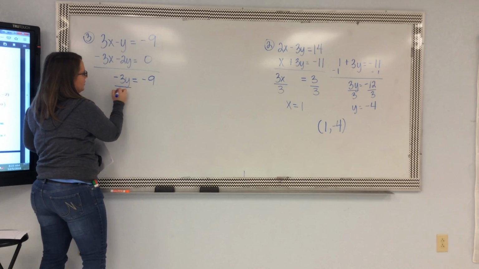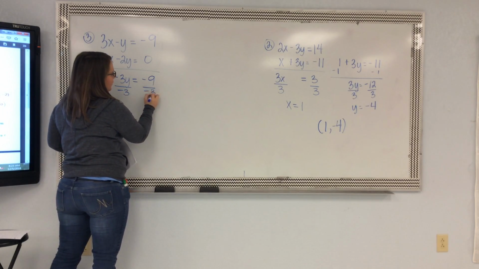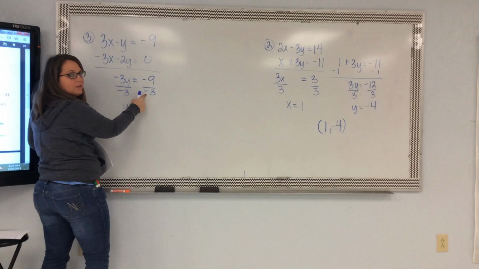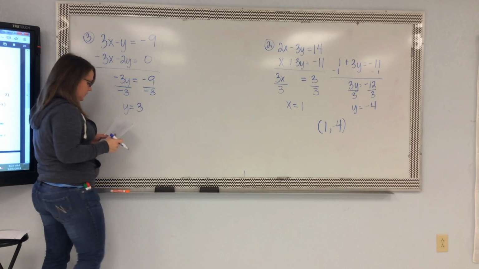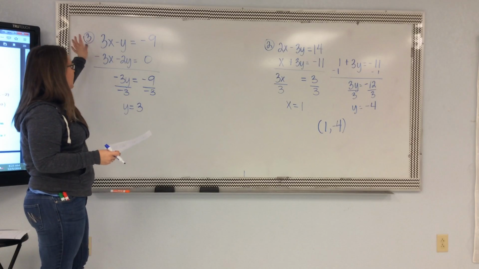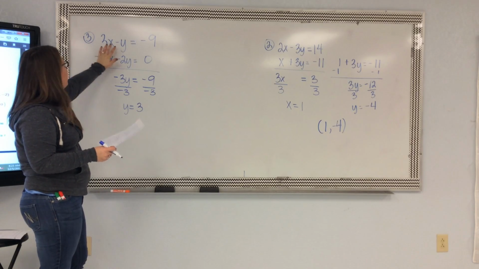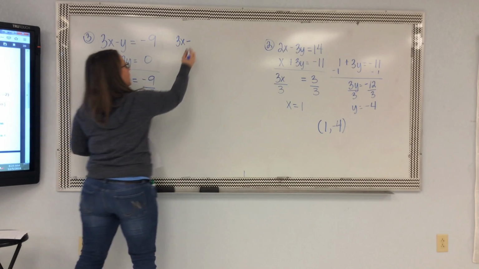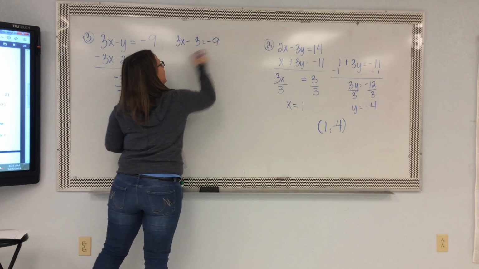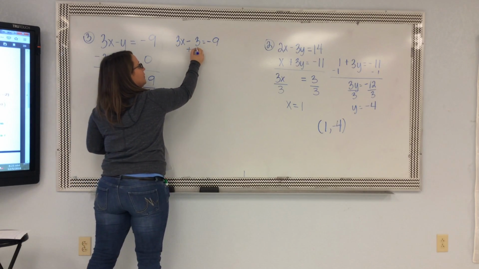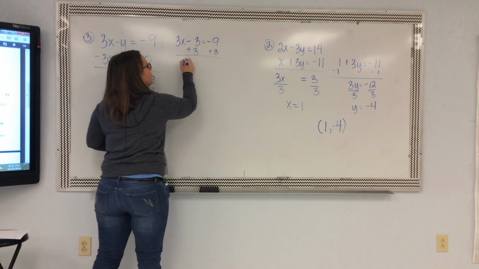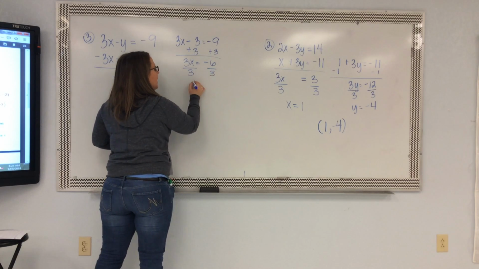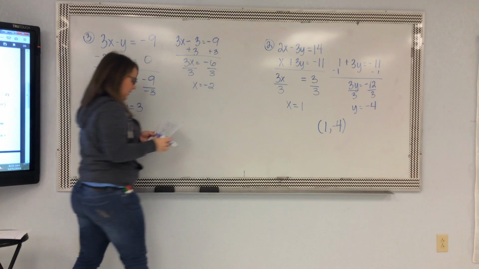-3y means -3 times y, so to undo that, I'm going to divide. Do it to one side, do it to the other. Y is equal to -9 divided by -3. A negative divided by negative is a positive, so y is equal to 3. Go back in and plug that into either one of these. I'm going to go ahead and plug it into the first one and say 3x minus, and in place of y, I'm putting in a 3, is equal to -9. Solving for x, I'm going to add a 3 to both sides. 3x is equal to -6, divide both sides by 3, and I get x is equal to -2.